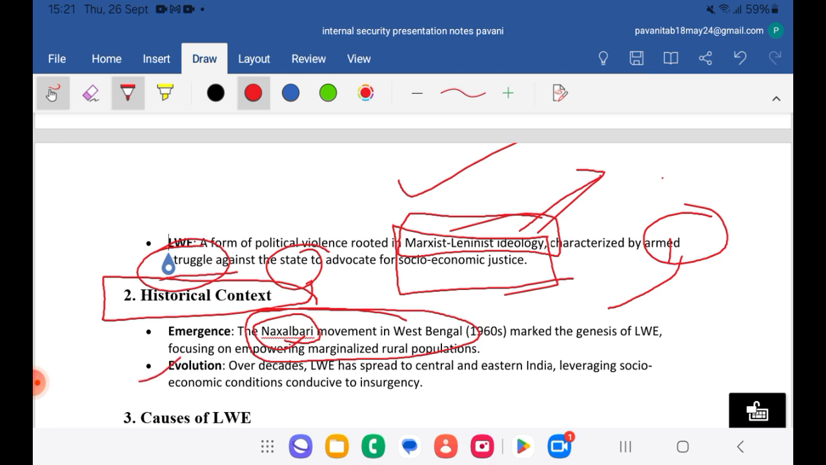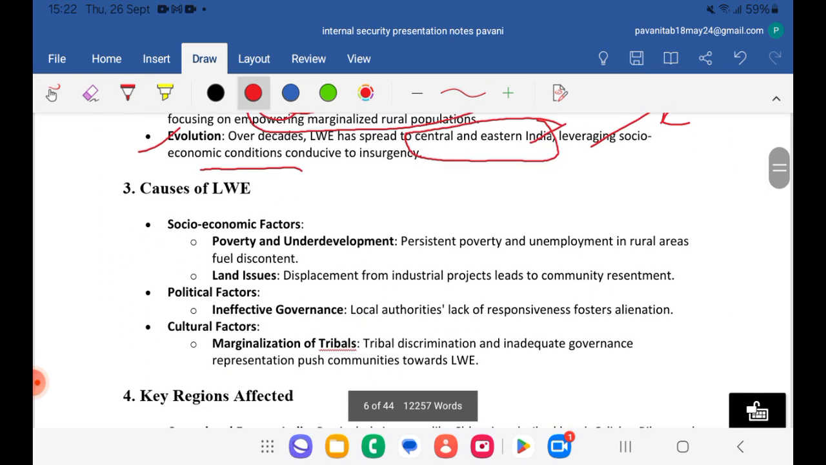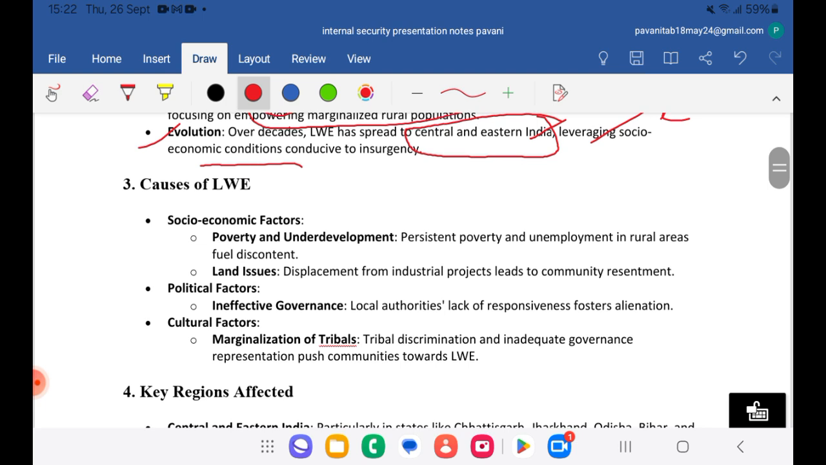Over decades, left-wing extremism has spread to central and eastern India, leveraging socio-economic conditions conducive to insurgency. So later it spread from Naxalbari, West Bengal, to eastern and central India also. So that was the historical context. Then we see why left-wing extremism starts.